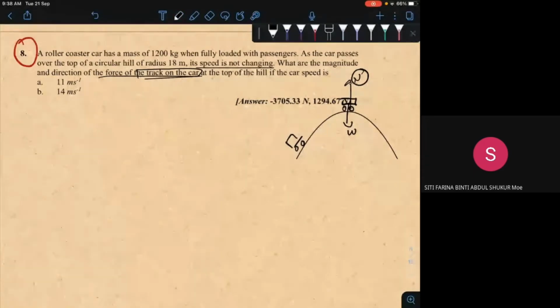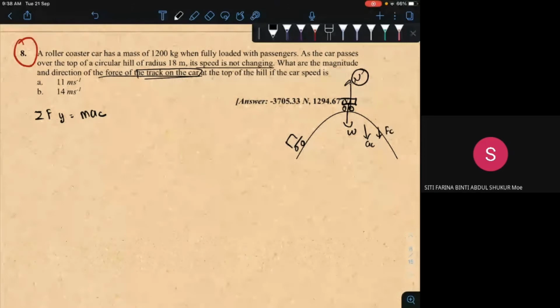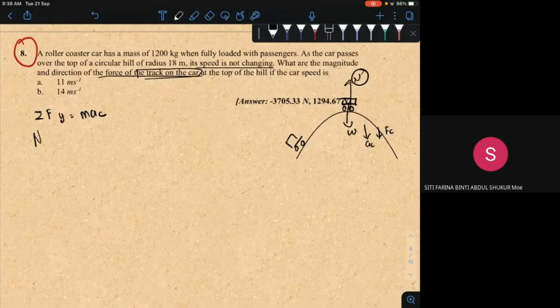So since you are at the top here, summation Fy akan sama dengan mac. Okay, your ac is downwards, Fc kamu pun downwards dekat sini. Okay, along Y component kamu akan ada this normal force minus dengan weight, sebab weight ke bawah, sama dengan negatif mac sebab mac kamu ke bawah. So normal here, saya nak bawa W ke kanan, dia akan jadi negatif m, ac saya substitute sebagai v square over r because the value of speed is given in the question.